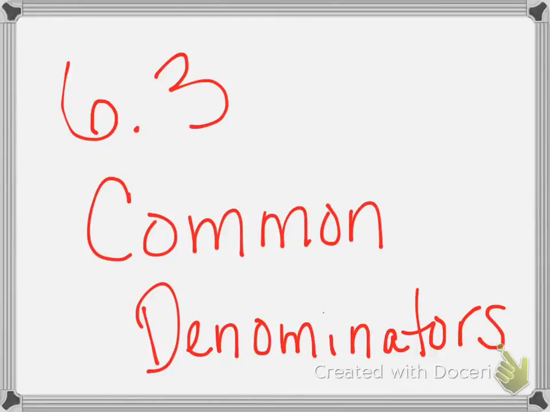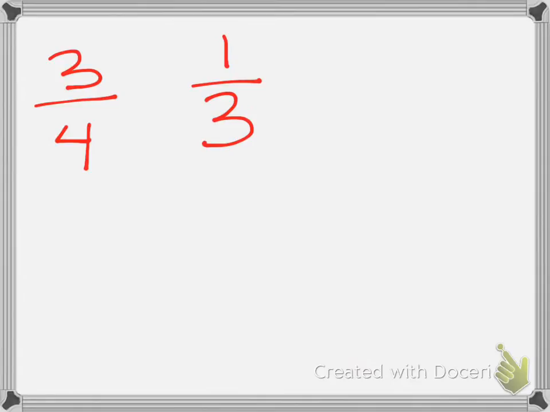Lesson 6.3 is on finding common denominators, and I'm constantly trying to tell the kids the whole purpose for this is so that we can eventually add and subtract fractions with like denominators, or even just to compare them easier. So my first example is 3/4 and 1/3, and what you want to do is just find a common denominator for them by listing the multiples.